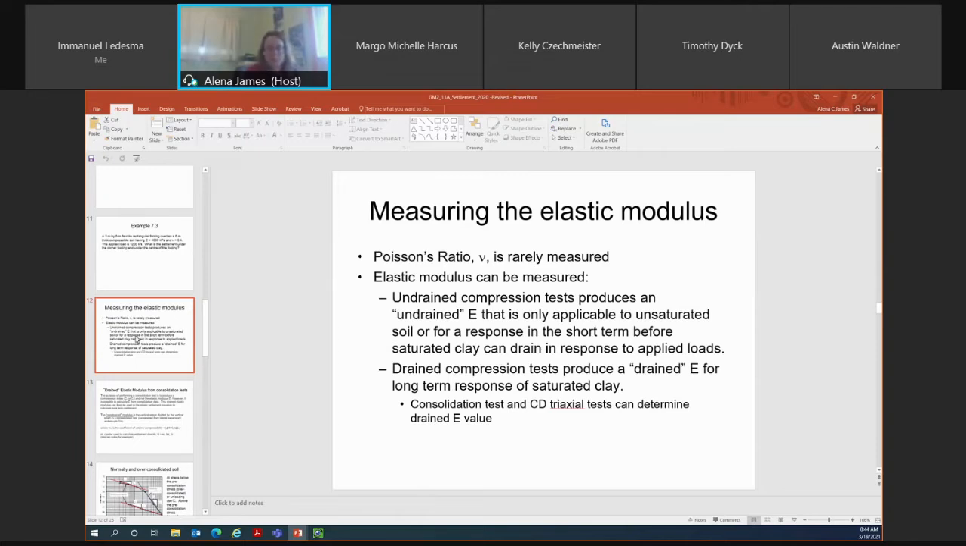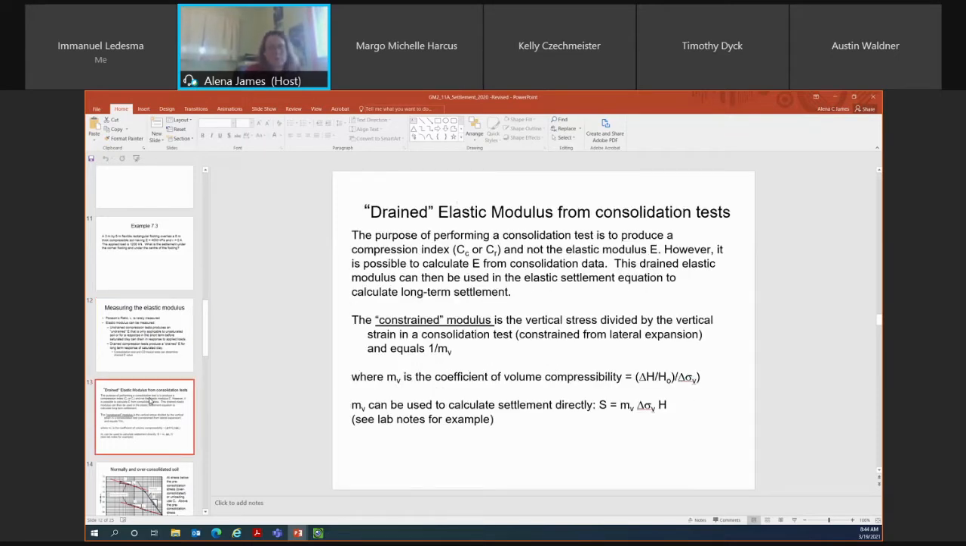Measuring elastic modulus: we don't measure our Poisson's ratio. That's very rarely measured. Elastic modulus, you can measure your undrained elastic modulus from a UCS test or potentially from a CU test. Your drained elastic modulus, which is a really important value to use if you want to calculate your elastic settlement, can only be determined from a consolidation test or a CD triaxial test. Again, we're not going to spend much time on that, I just wanted you to be aware of it. This shows you the methodology for calculating your elastic modulus from a consolidation test. Based on how the course is being delivered, I don't think it warrants a lot of time. Just be aware you can calculate your elastic modulus from a consolidation test.